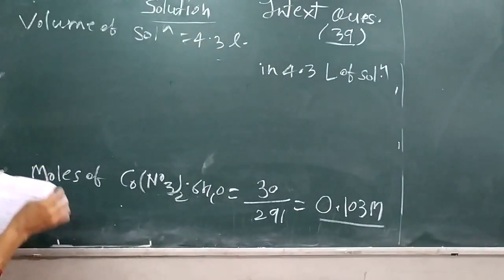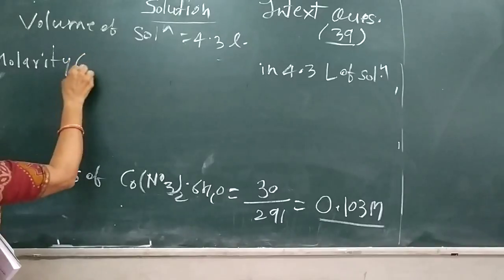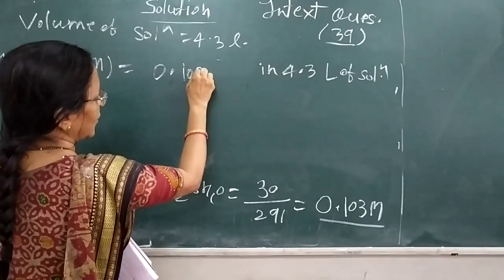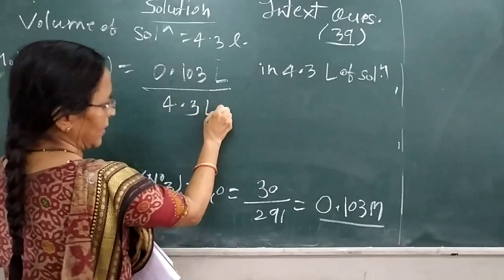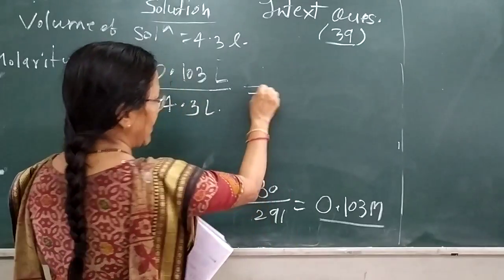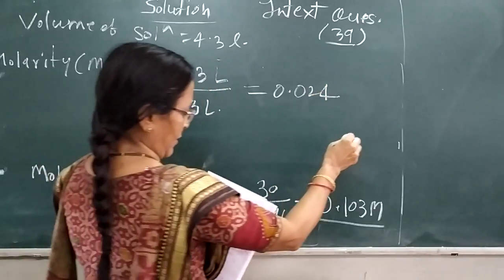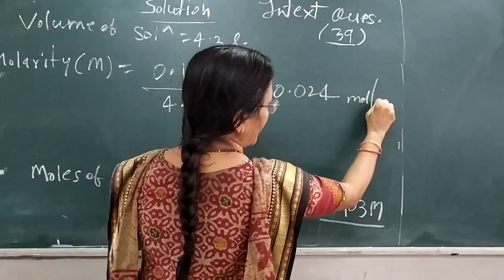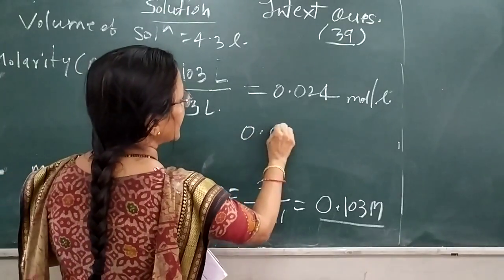Now here I will write molarity, capital M is equal to 0.103 divided by 4.3 liter. When you calculate, here student, 0.024 moles per liter is coming.